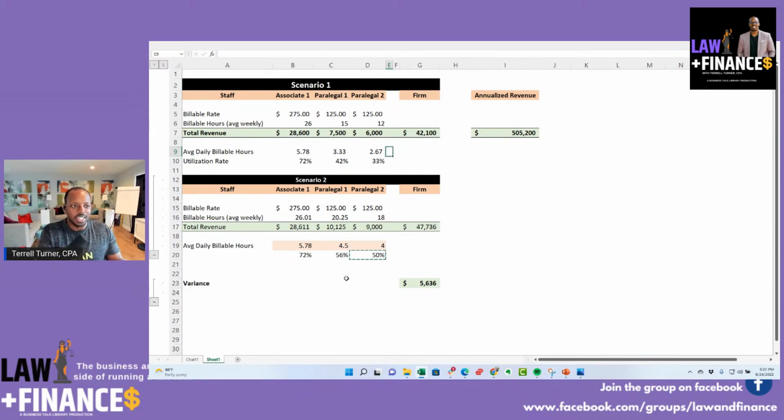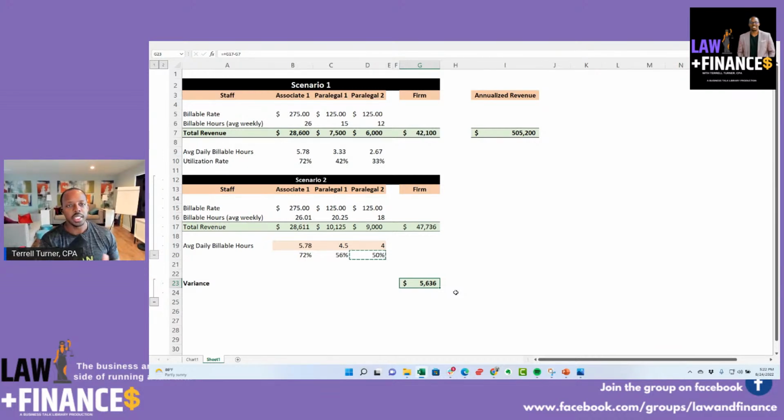of work that this person is going to take off of the paralegals so the paralegals can focus on the actual billable work. What that's going to do is generate about an extra $5,600 a month in revenue. So then the question becomes, can you find an administrative assistant that costs less than $5,600 a month?